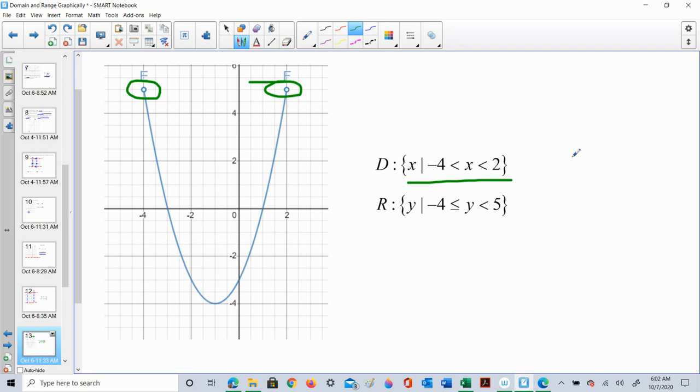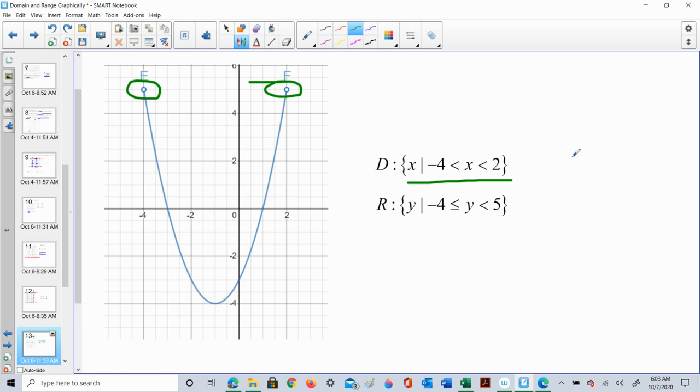So x, such that x is greater than -4 and less than -2. Remember, less than is and, greater than is or. Or means they're together, and means they're apart. Well, just don't even think about that.